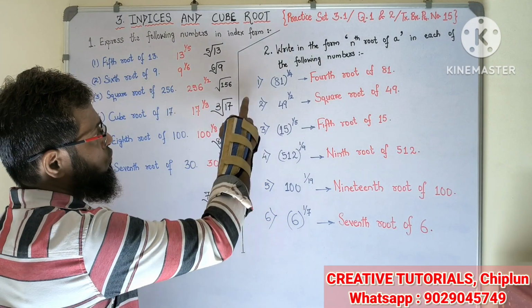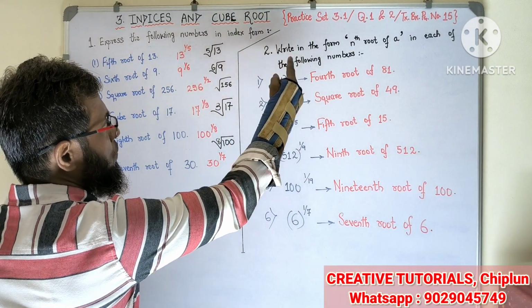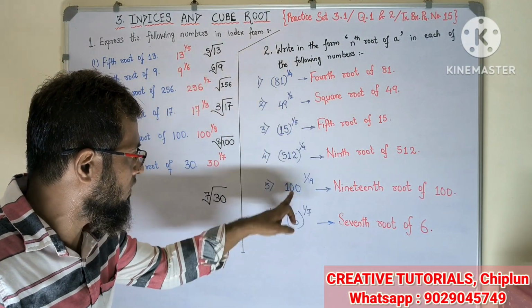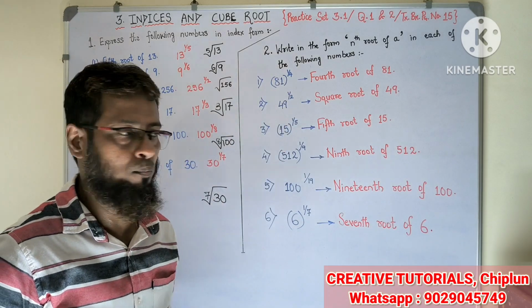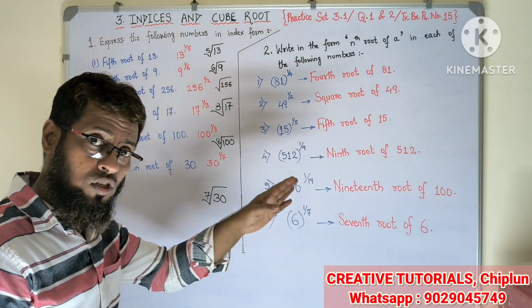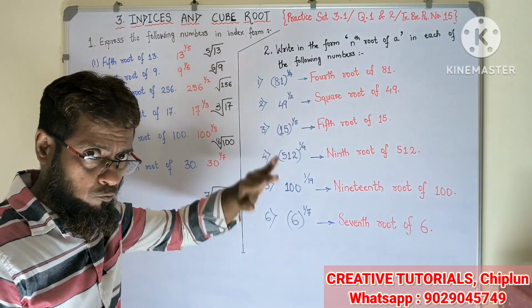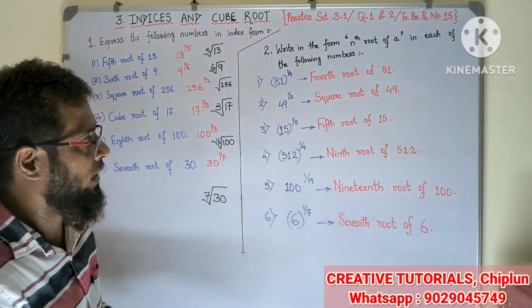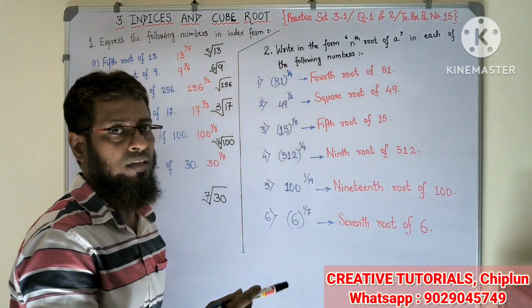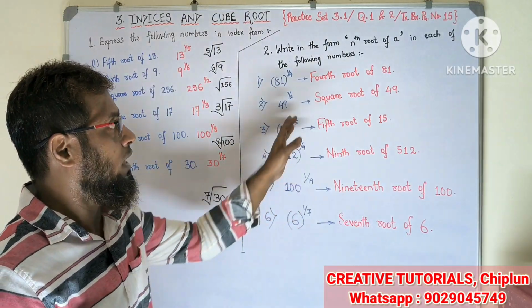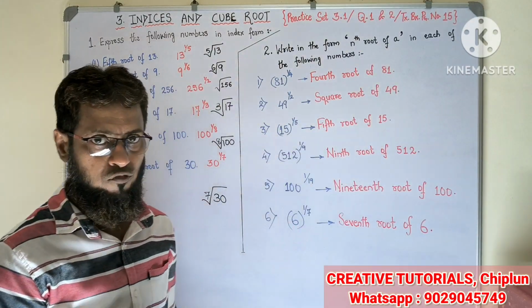So let us see, the first question is 81 raised to 1 upon 4. Now if you see, all these questions are given to us in index form. Whatever answers are written here in red, the same type of questions you can see here. So the answers here appear in question form. The questions are all given in index form, and we are being asked to write this index form in the nth root of a form.